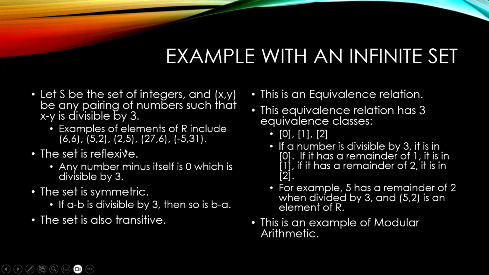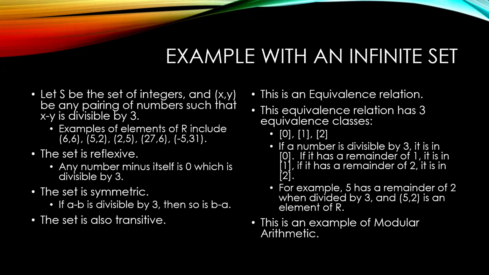Here's the thing, this set is reflexive. Any number minus itself is 0, which is divisible by 3. The set is symmetric. If A minus B is divisible by 3, then so is B minus A. And the set is also transitive. If we do 5 to 2, then 2 to 5, well, we're getting 5 to 5, which is definitely going to be in here. This is an equivalence relation.